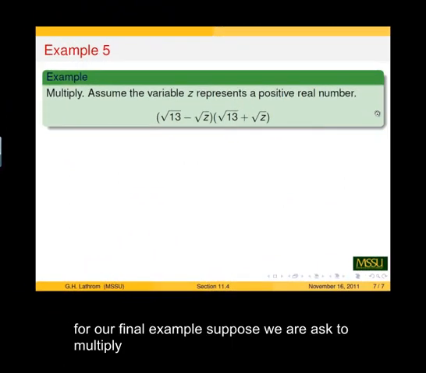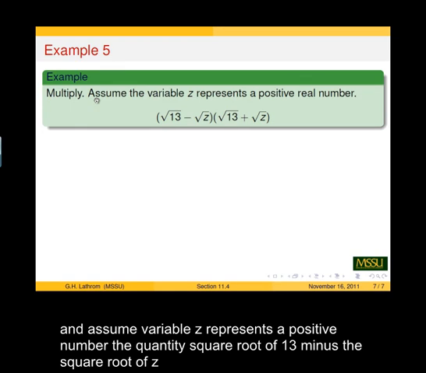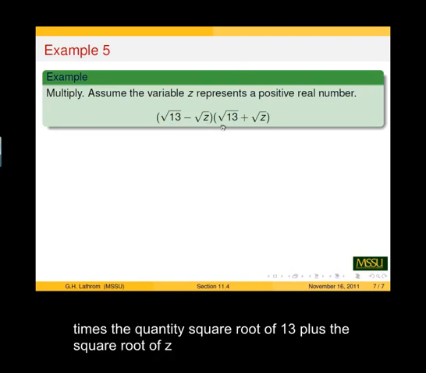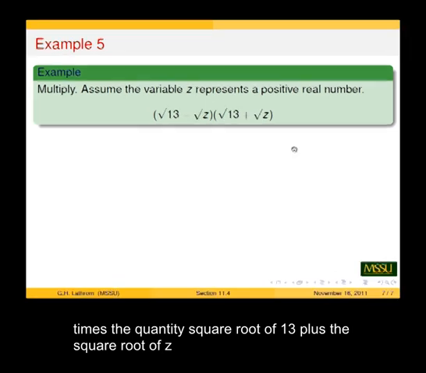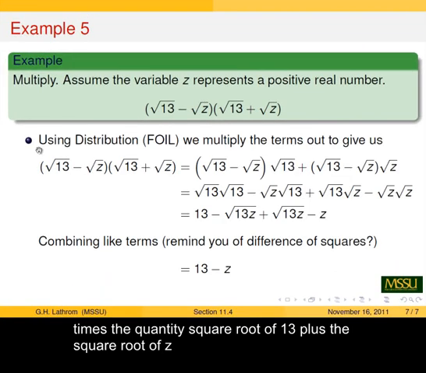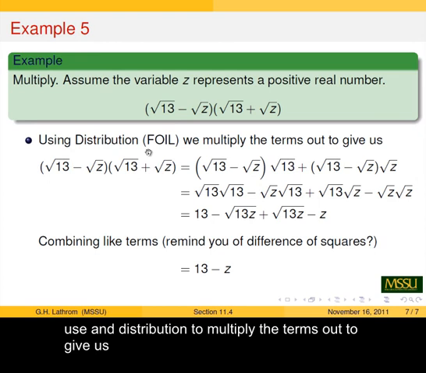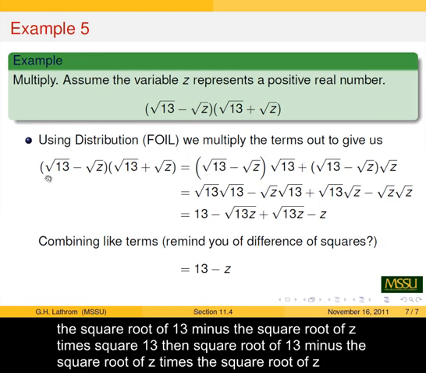For our final example, suppose we are asked to multiply, and assume that the variable z represents a positive real number, the quantity square root of 13 minus the square root of z times the quantity square root of 13 plus the square root of z. Using distribution, or FOIL if you prefer, we multiply the terms out to give us the square root of 13 minus the square root of z times the square root of 13, the square root of 13 minus the square root of z times the square root of z.